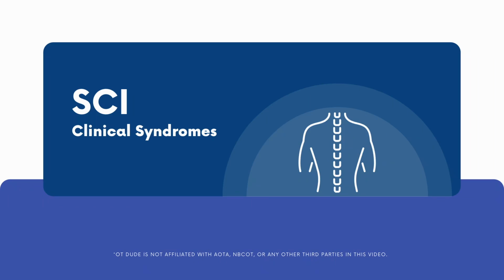One thing to be familiar with for the NBCOT exam is the spinal cord injuries and the clinical syndromes. We will review a little bit of the background, then the specifics of each syndrome and how they differ from each other. The clinical syndromes include central cord, Brown-Sequard, anterior cord, posterior cord, Cauda and Conus, and Cauda medullaris syndromes.